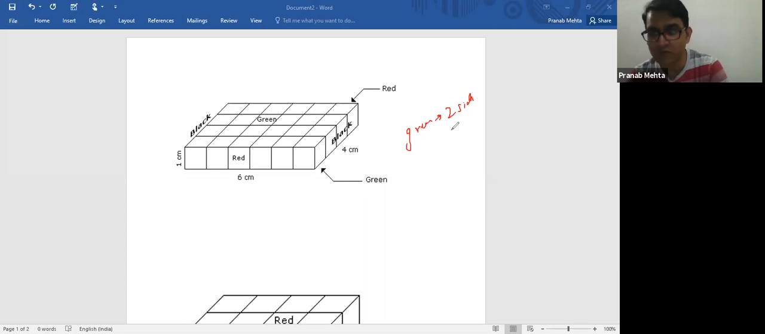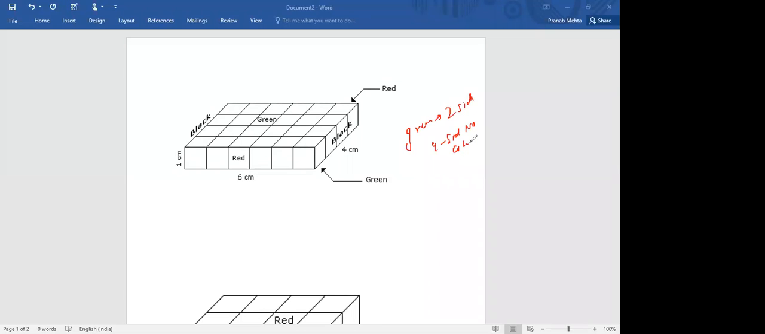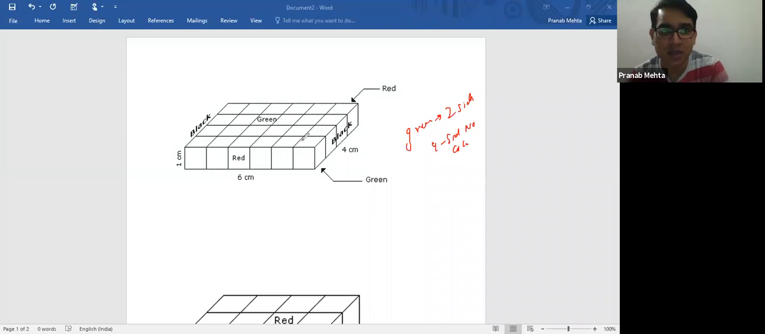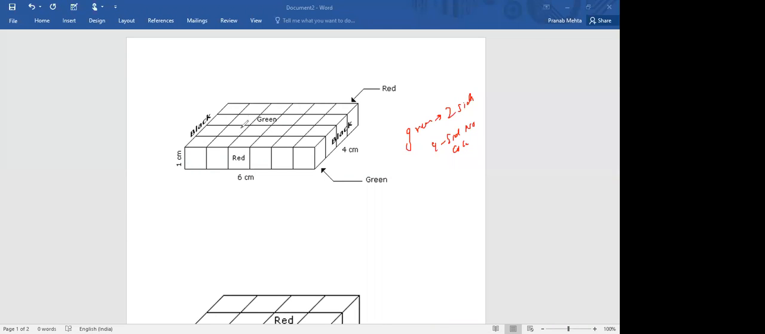How many of the cubes will have green color on two sides, and the rest of the 4 sides have no color? 4 sides, no color. 8. Yes, what is the answer for this? Sir, 8. All of you? Sure? Yes, sir, it is 8. And tell me, from where am I getting these 8 cubes? Sir, the middle portion.